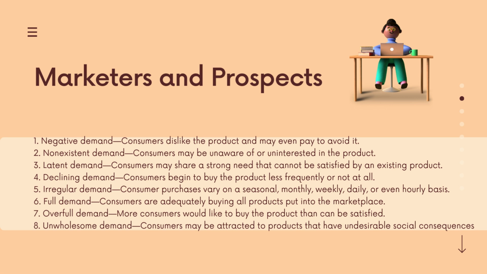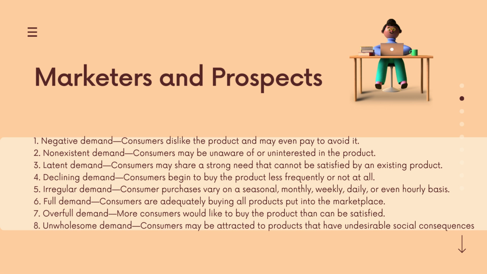The third one is latent demand, wherein consumers may share a strong need that cannot be satisfied by an existing product. For example, people are using a toothbrush, but the current design or feature of that toothbrush is not functioning well. Then consumers will want a better design or better quality of toothbrush, so that their needs can be satisfied by another model. The fourth one is declining demand, wherein consumers begin to buy the product less frequently or not at all. It's not in trend.